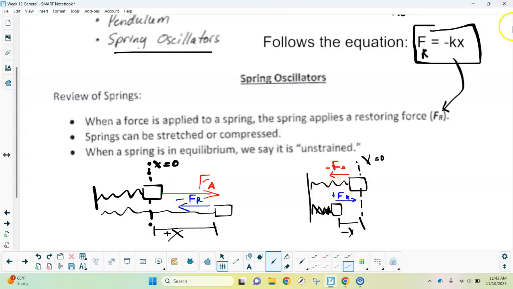So basically what you look at is whether this displacement is positive or negative, and the restoring force always goes the opposite way to that. And if x is equal to 0, there is no restoring force because it's not stretched or compressed.